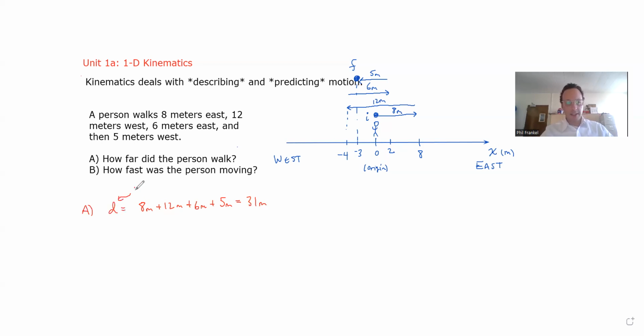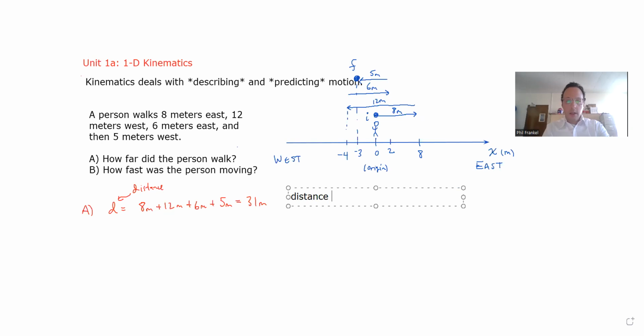I'll use lowercase d for distance. To find the distance that they walked, you just add up how many meters they walked to the right, to the left, to the right, to the left, like this, and you get this final value. So what is distance exactly? Let's define it.